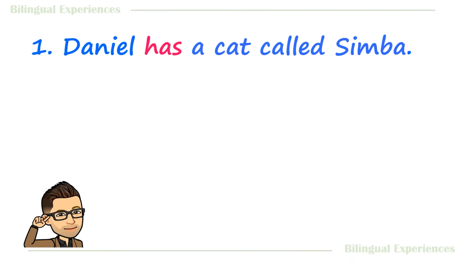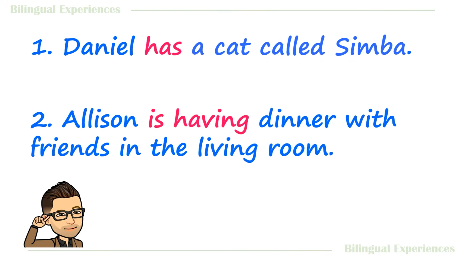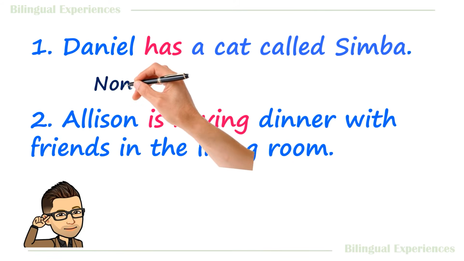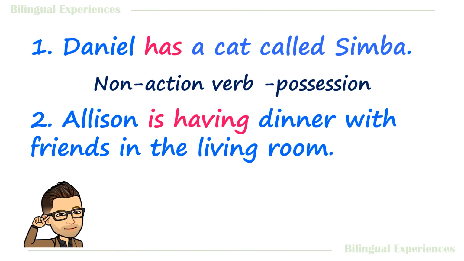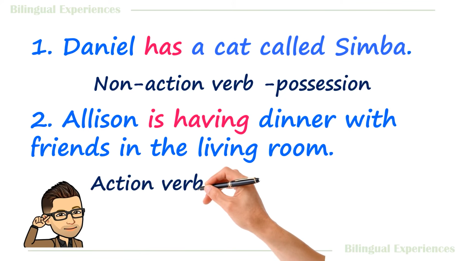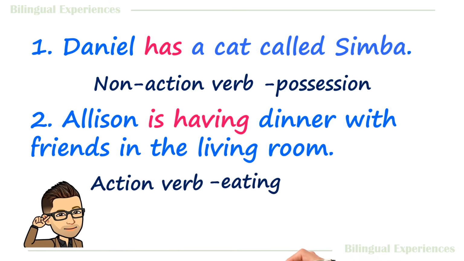Another verb is the following. Number 1, Daniel has a cat called Simba. Number 2, Allison is having dinner with friends in the living room. So in number 1 we have has, which is a non-action verb because it refers to possession. Now look at number 2, is having dinner. Actually, in this case we are talking about an action verb because a similar verb could be eating dinner.